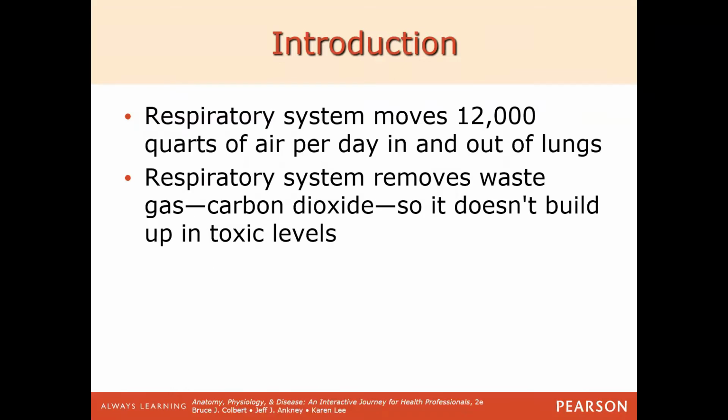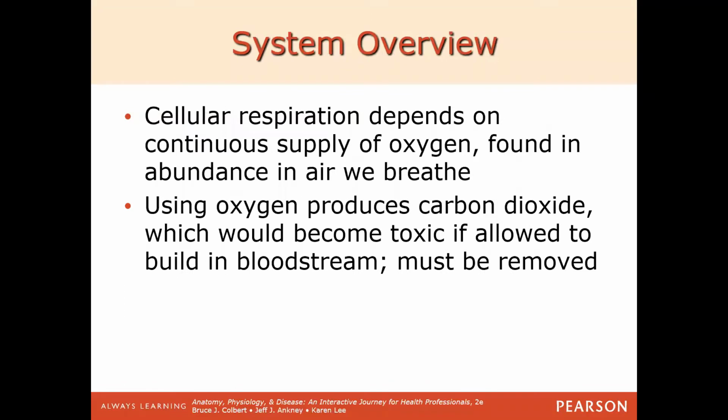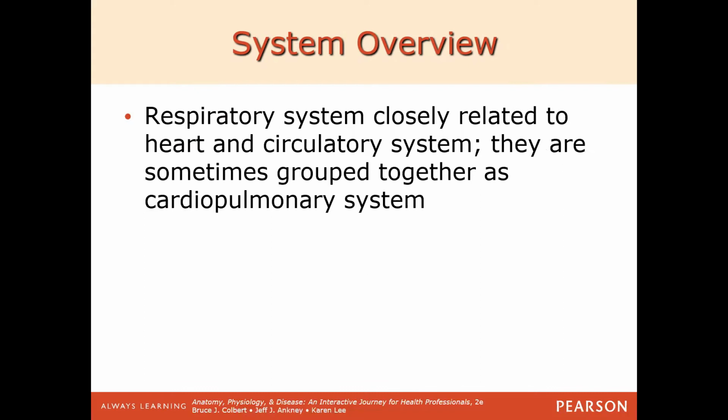Our respiratory system moves about 12,000 quarts of air per day in and out of the lungs. The respiratory system removes waste gas, generally in the form of carbon dioxide, so that it doesn't build up to toxic levels. Cellular respiration depends on a continuous supply of oxygen, which is found in abundance in the air that we breathe. Using oxygen produces carbon dioxide, which would become toxic if allowed to build up in the bloodstream and therefore must be removed. The respiratory system, of course, is closely related to the heart and the circulatory system. They work together as the cardiopulmonary system to deliver oxygen and nutrients and to remove waste all around the body.